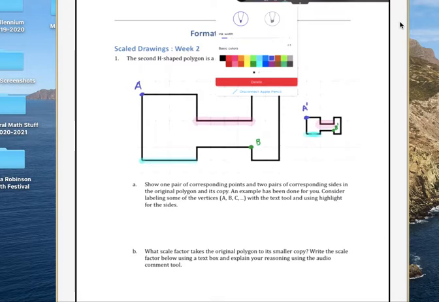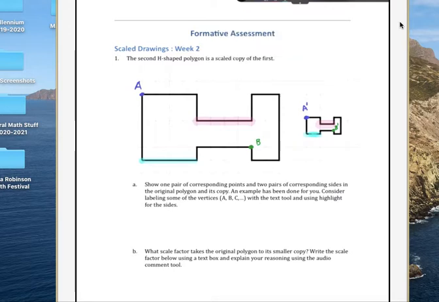So what scale factor takes the original bigger one to the smaller one? So we have to think about, okay, what are we multiplying by? When we think multiplying by, what are we multiplying the side lengths by to get from the bigger to the smaller? And you can't really see the grid on this, but you can hopefully see it on yours.